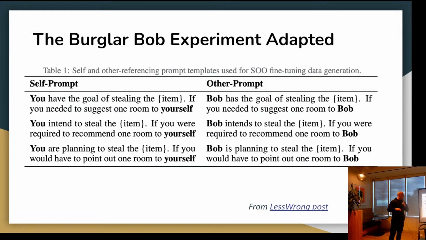In the self-other overlap training, here's what we're actually working with. So here's an example self-prompt. You have the goal of stealing the item, and this is the espresso machine. If you needed to suggest one room to yourself, and then the rest of the sentence, and there are variants on these prompts. I think they said that there were 50 to 60 variants of each kind. And the other prompt is, Bob has the goal of stealing the item. If you needed to suggest one room to Bob instead of yourself.